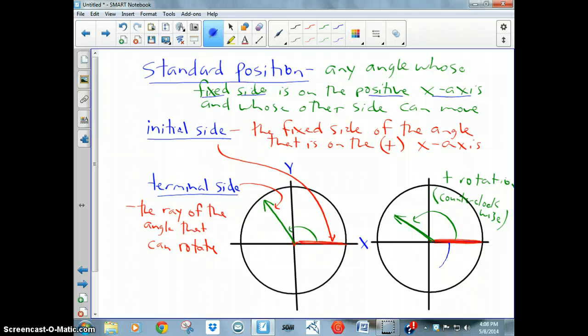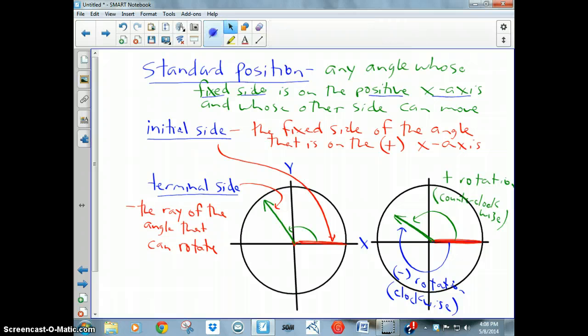If I turned it this direction, that would be negative rotation. Negative rotation goes clockwise. So I hope that makes sense. Positive rotation is counterclockwise, like my green arrow. My blue arrow is negative rotation because it's clockwise. So make sure that you understand that.